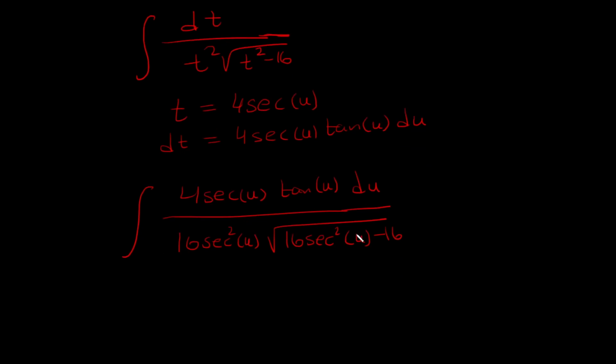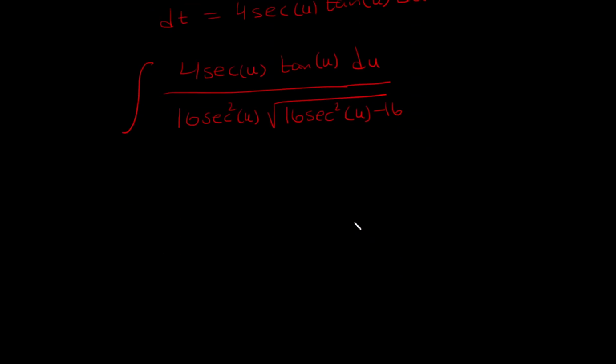Now we're going to simplify the top over the bottom. And so first we have the 4 and the 16. Those are going to cancel. So we have 4 on the bottom. And then secant over secant squared is just secant in the denominator.